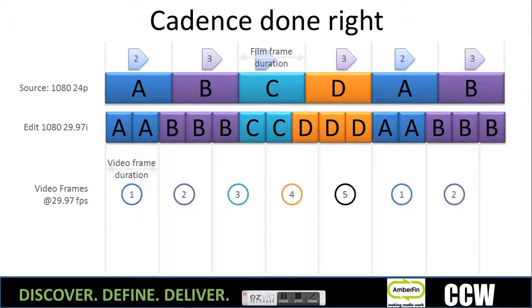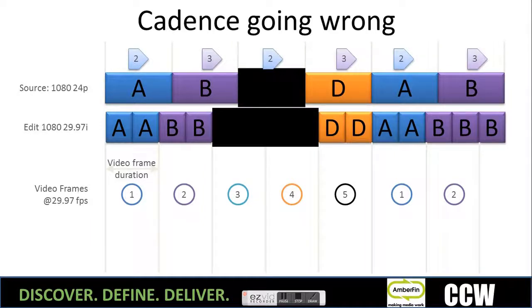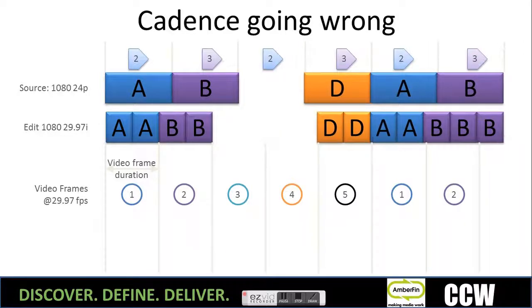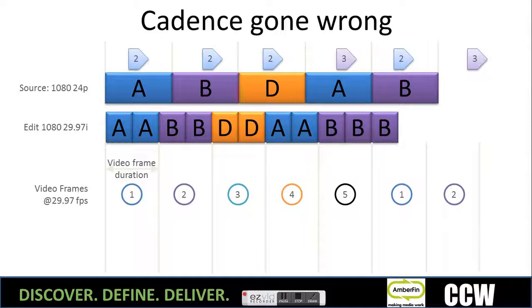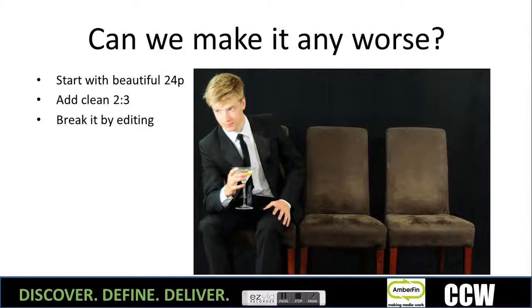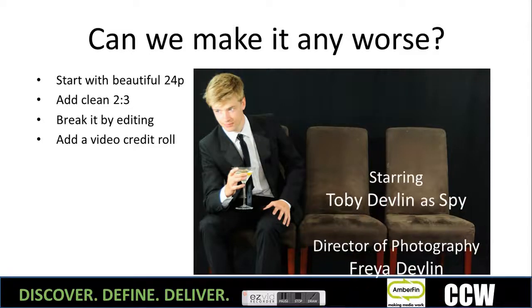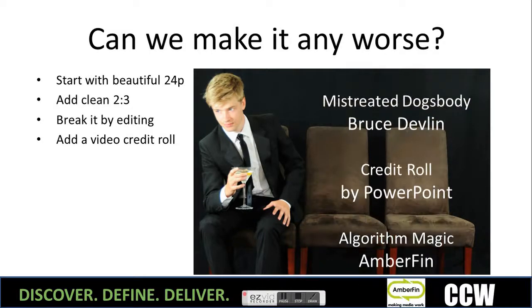However, what happens if you want to get rid of frame C? See, I've blitted it out. Now it's blitted out, and I close the gaps up. It's no longer a 2-3 sequence, it's a 2-2-2-2 sequence. Is that a problem? Well, yes, it might be, because actually the next thing you do is, having broken the 2-3 sequence, you then put a video credit roll on it, because that's pretty standard, isn't it?